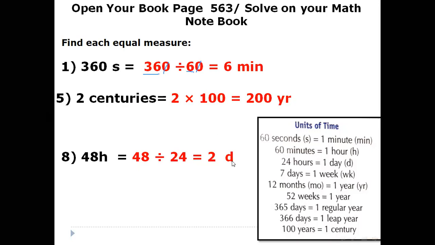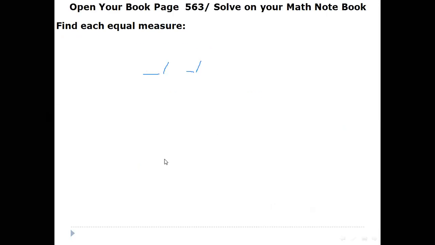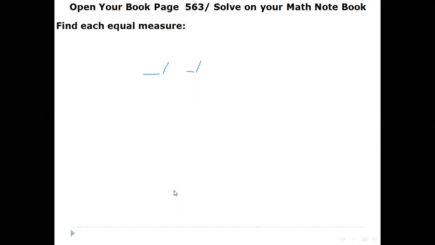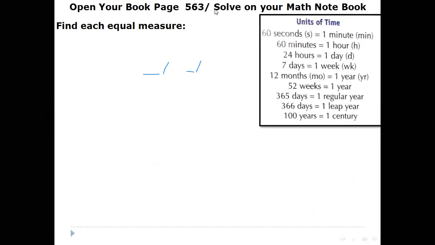48 hours to 2 days, you divide 48 by 24. So 48 divided by 24, we know it, it's 2. So there are 2 days having 48 hours. Okay, now here.